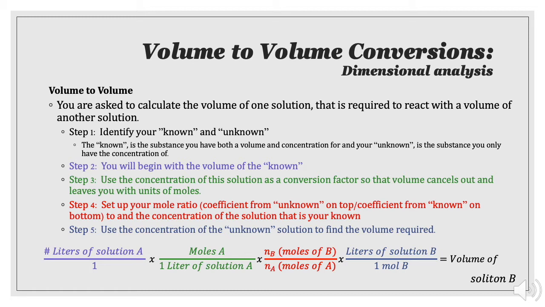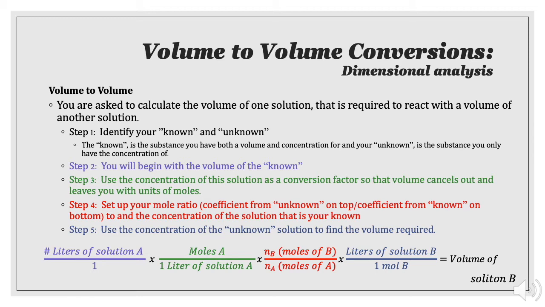And I broke this down into several different steps for you, and I tried to color code the steps along the bottom so that you guys could hopefully remember what to do in each step. So the first step, which I didn't show on here, is that you want to read through your problem and identify your known and your unknown. The known is going to be the substance that you have both a volume and a concentration for. And your unknown is going to be the substance that you only know the concentration of, and you're trying to figure out what volume of that you're going to need.